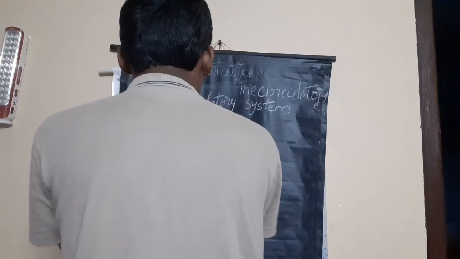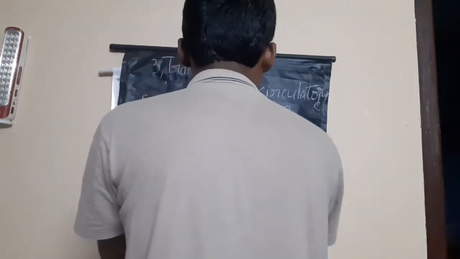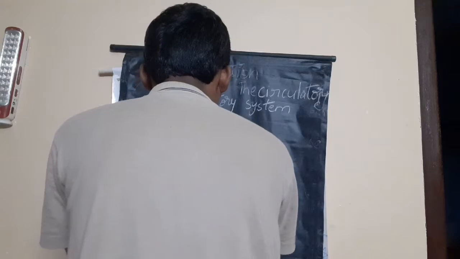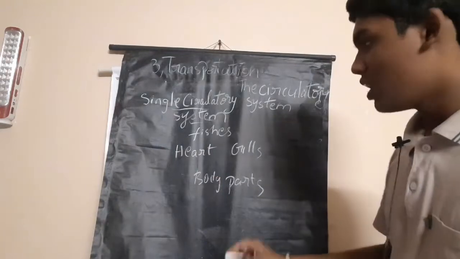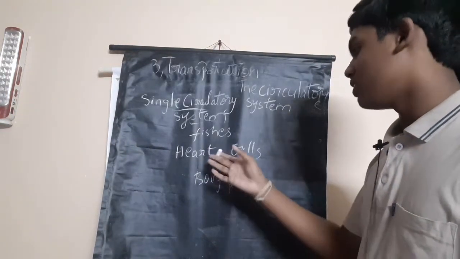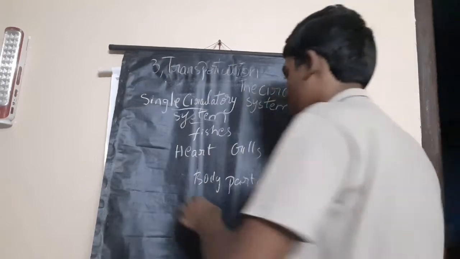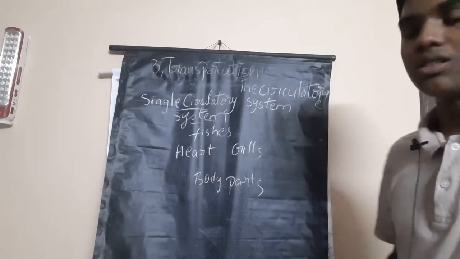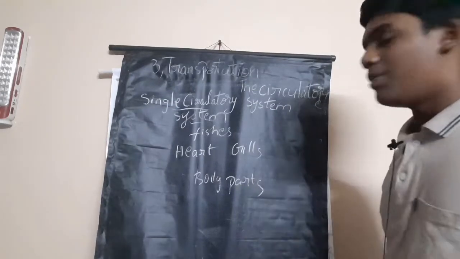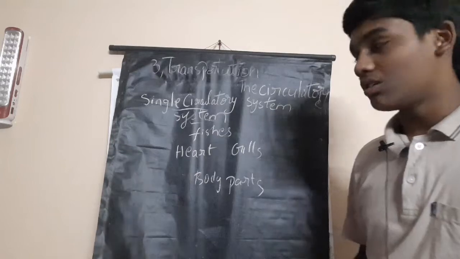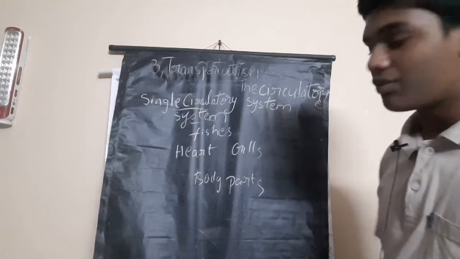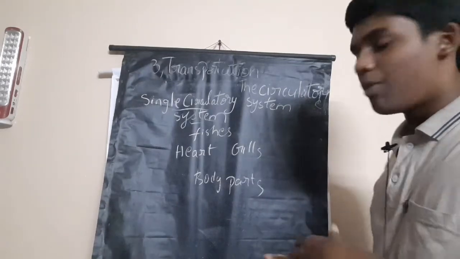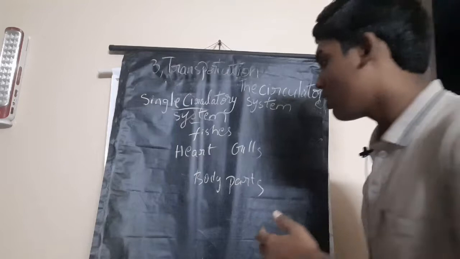We have here heart, gills and body parts. Now how is the blood transported through fishes? The example for single circulatory system is fishes. Let's see how the blood is transported through the fish. The body parts transport deoxygenated blood to the heart.